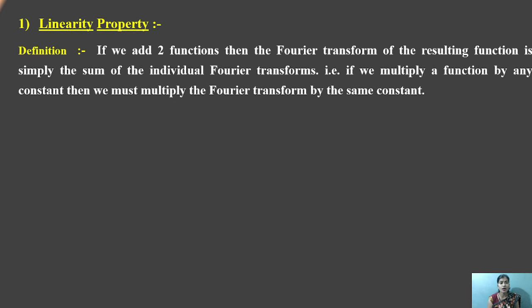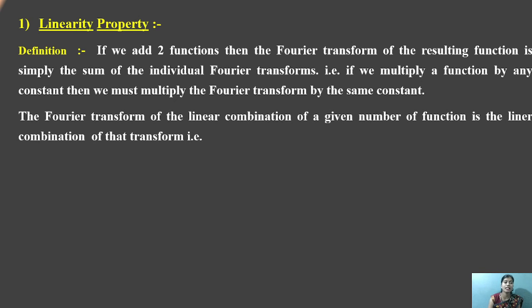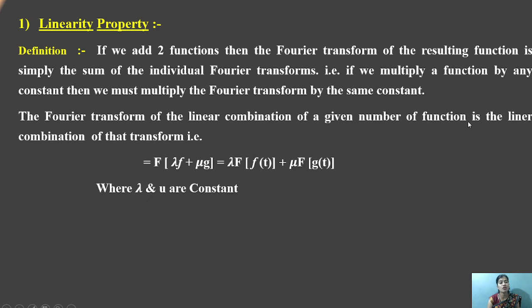If we add two functions, then the Fourier transform of the resulting function is simply the sum of the individual Fourier transforms. This is called the linearity property. When we have more than one function, the result is the addition of the functions, and they are separated in this form. Shortly, the Fourier transform of a linear combination of a given number of functions is a linear combination of their Fourier transforms.